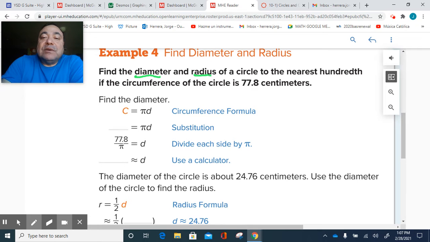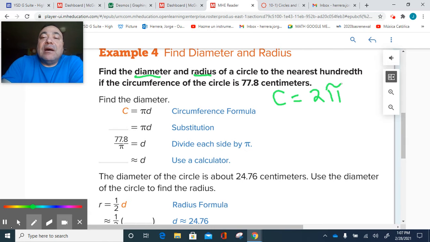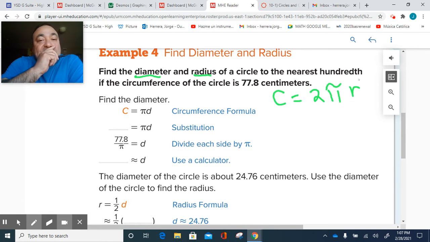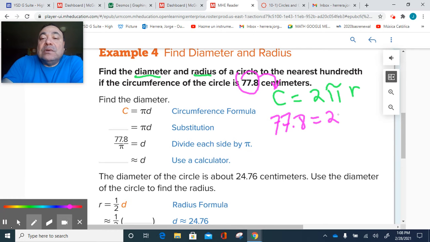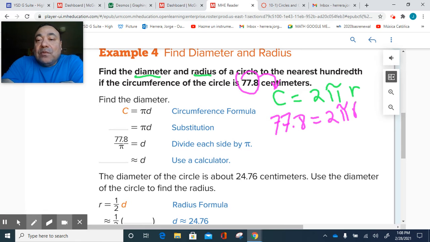So what you do here, guys, you say, well, the circumference will be 2 pi r. They want you to find the diameter, but you need to find the radius first, right? So I'm going to substitute what they give me, and that will help me find the radius. So I'm going to go 77.8 equals 2 pi r. And I need to solve for r.